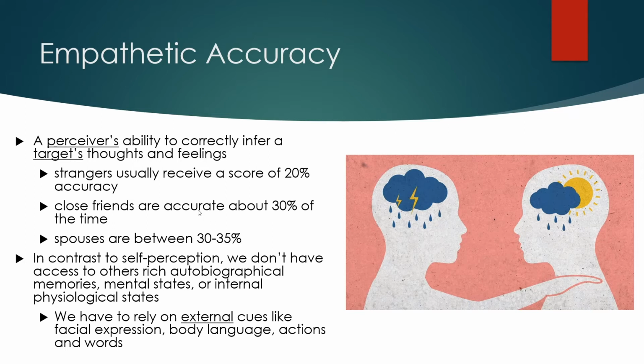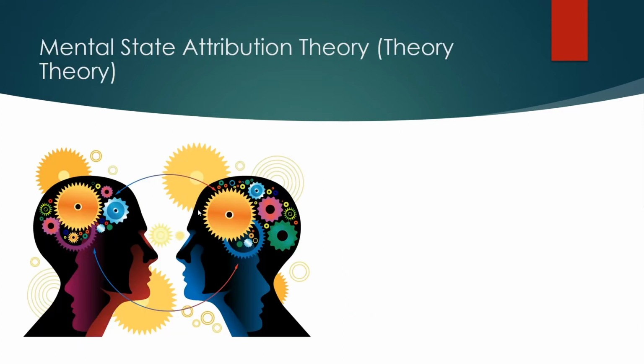With the self, we have these really rich autobiographical memories, and we know what's creating our mental states, why we're feeling the way that we're feeling. And we don't have this really rich set of information when we're thinking about others. We have to rely on these external clues: body language and actions, the way that their eyes look. We pay a lot of attention to someone's eyes. So it's a very, very different kind of thought process going on, with different types of information going into these different calculations between how I feel and how someone else feels.